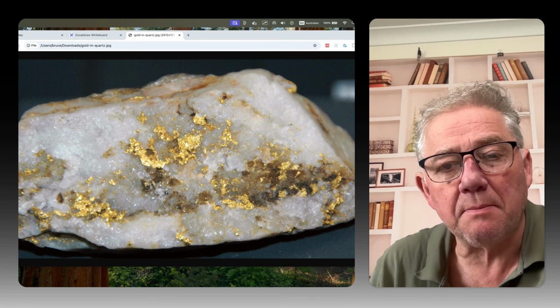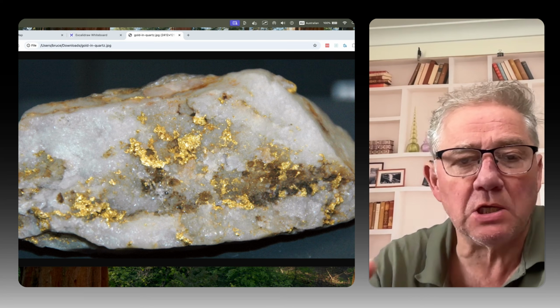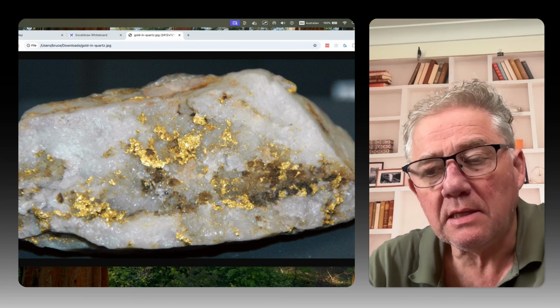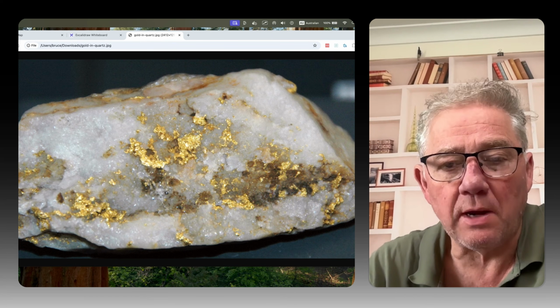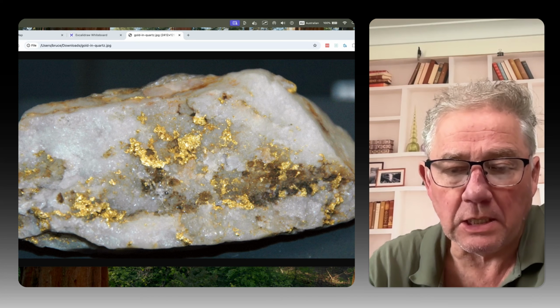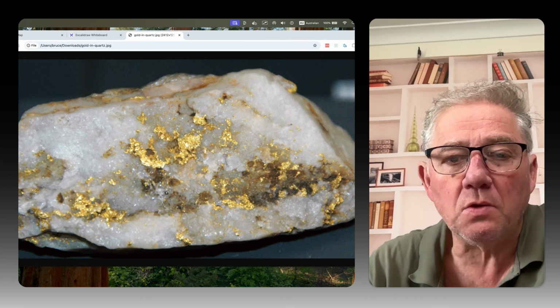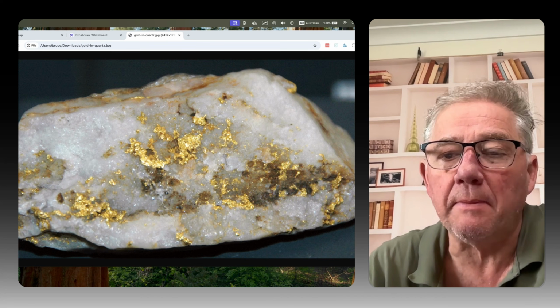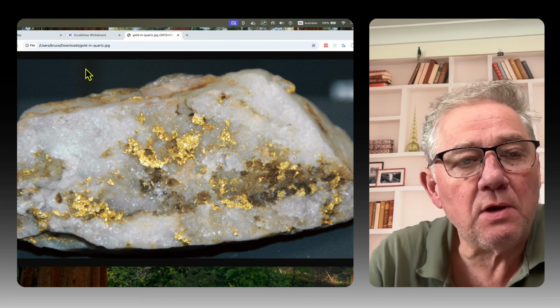I want to talk about something that you don't see discussed much anywhere else, and that's the impact of fault directions on gold formations. So, what causes the gold to come out of solution? Let's have a look at a map.